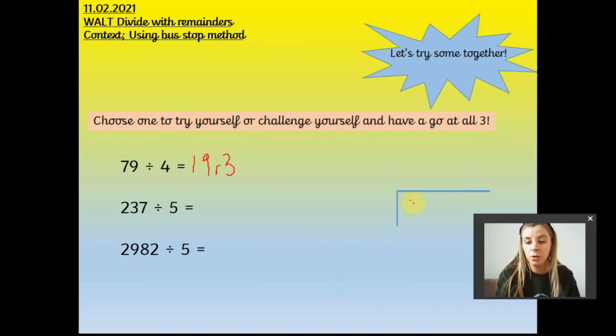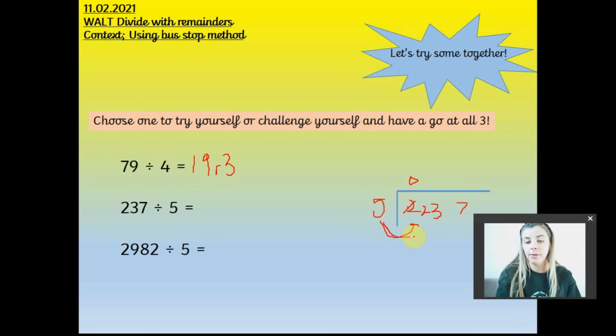So we've got 237, and we're dividing that by 5. So let's start over here. How many 5s go into 2? Obviously 2 is smaller than 5, so we can't do that. So you could put 0 here if you want to, or you could just leave that blank. Cross that out and then carry over your 2 to make it 23.